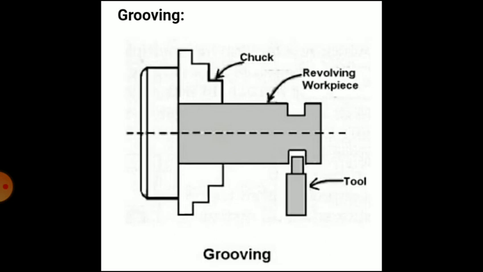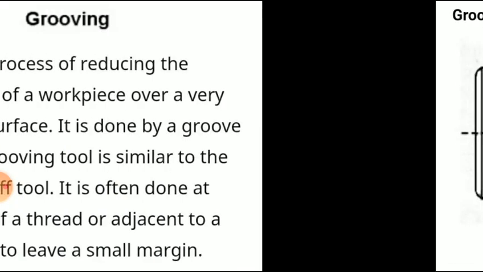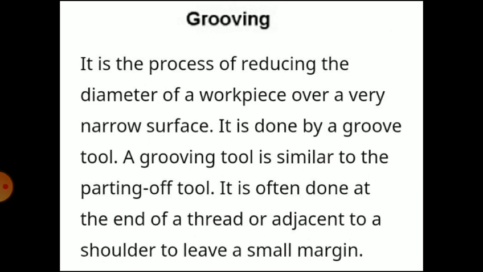Then grooving operation. It is the operation of reducing the diameter of a workpiece over a very narrow surface. So you can see the grooving operation. The work is revolved at half the speed of turning. The work is made to rotate about the lathe axis and the tool is fed perpendicular to the lathe axis to get the desired groove.